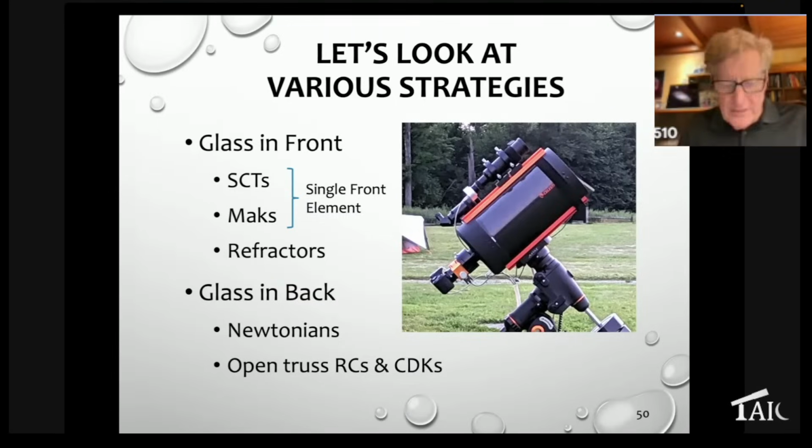And I want to talk about telescopes that have glass in the front first. We're going to talk about SCTs. As I said, those are just such great examples. And Macs, of course, refractors. And then we'll come back and we'll look at glass in the back, Newtonians and open truss RCs and CDKs, and we'll see what works and what doesn't. And so let's start with SCTs.